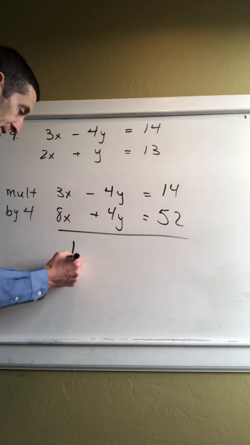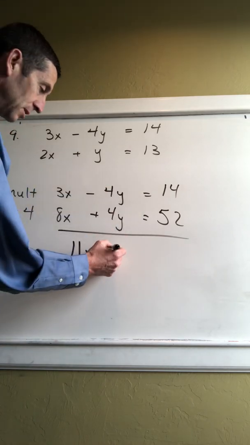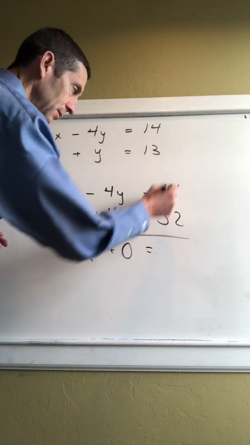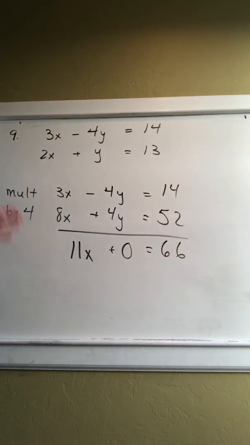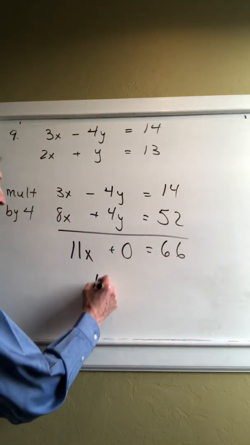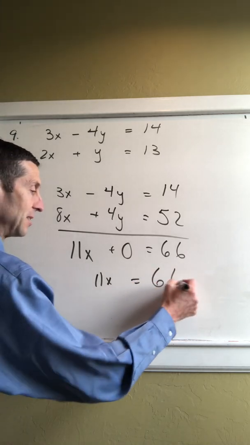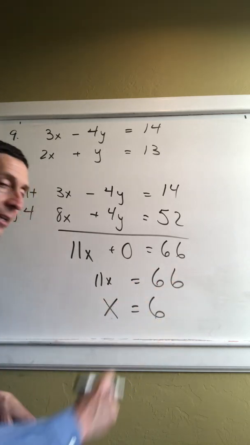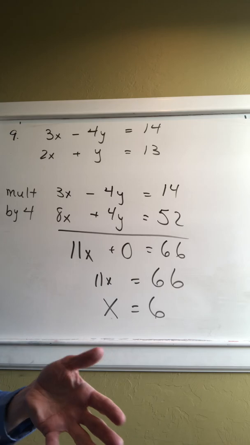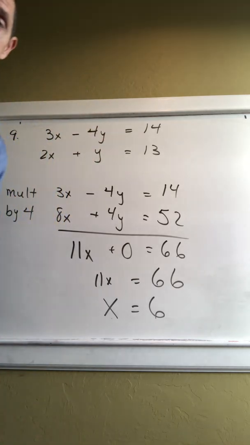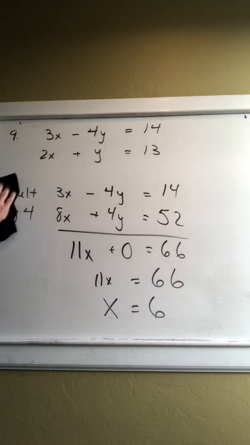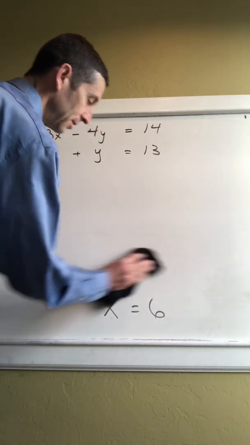3x plus 8x, 11x, boom. Those guys eliminate. This becomes 66. You're like, oh yeah, I got this. 11x equals 66. And you got your answer. X equals 6. That's awesome. Now you got to work your magic all the way back to the top.